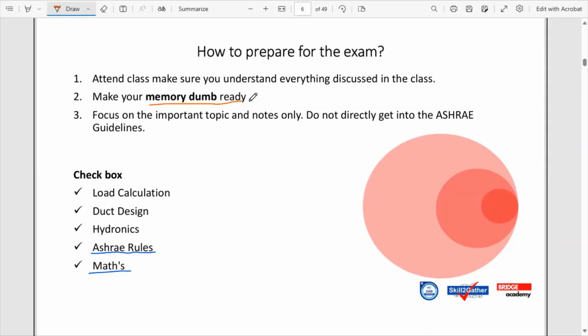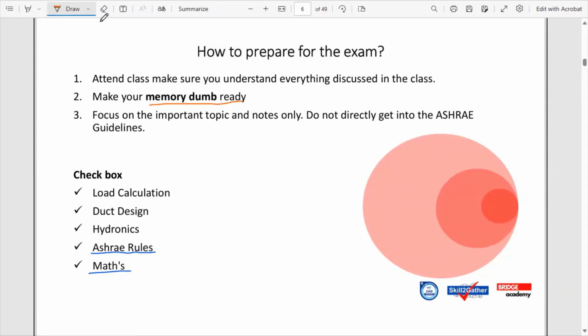Don't worry about that. I will share my memory dump with you. Only very few formulas you need to memorize. Even though formulas will be there in the exam, that is not going to be helpful for you. So you must have your memory dump ready and focus on the topic and notes only. Do not directly go and read everything. That is not actually helpful in any manner.